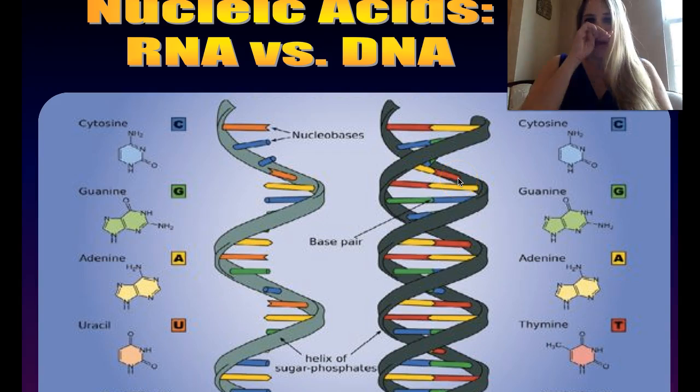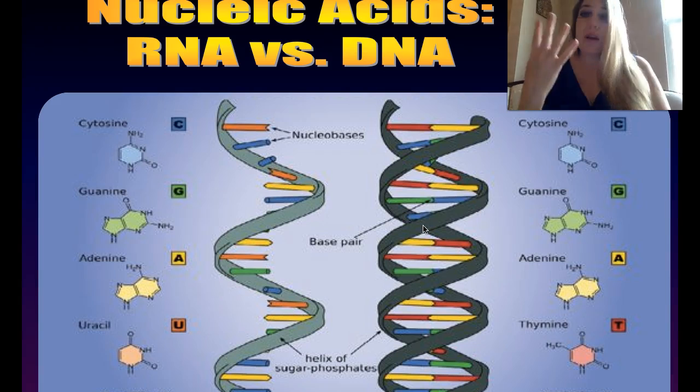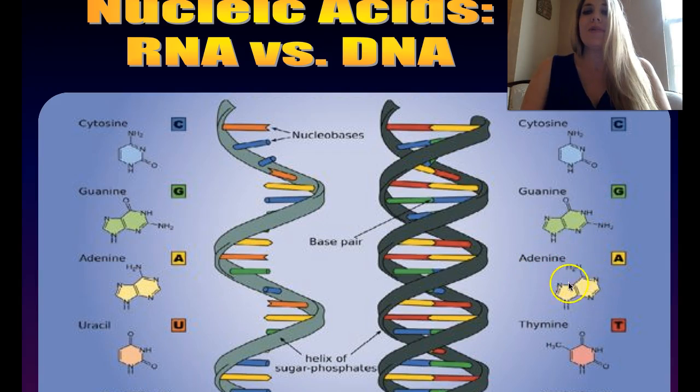What is it composed of? Well, the rungs of the ladder, so if you thought of this as a spiral staircase, the rungs of the ladder are composed of those nitrogenous bases. And for DNA, there are 4 of them. We have cytosine, which is this compound right here, and we can abbreviate that with a C. Guanine, which we can abbreviate with a G. Adenine, which would be an A. And thymine, which we'd abbreviate with a T. And you can see the similarities between cytosine and thymine and the similarities between guanine and adenine. We'll get into that a little bit more later.